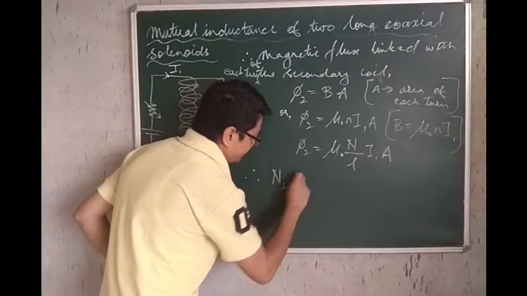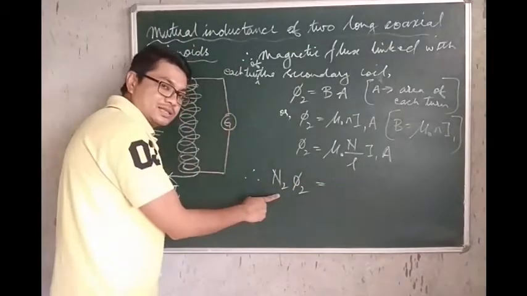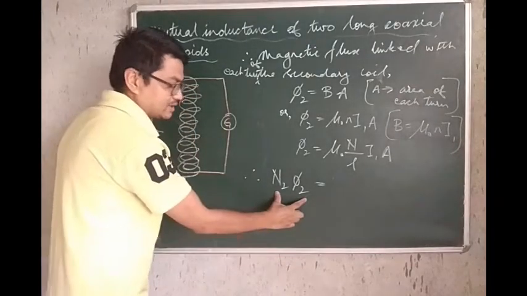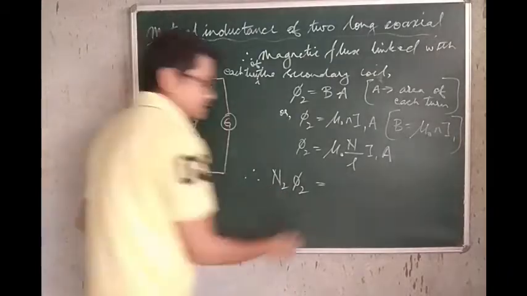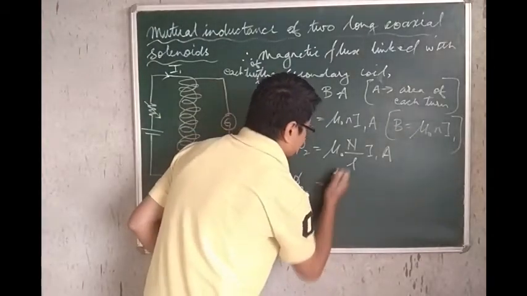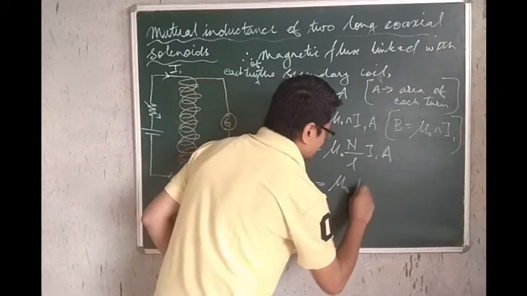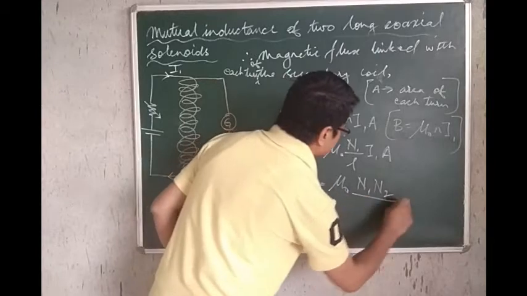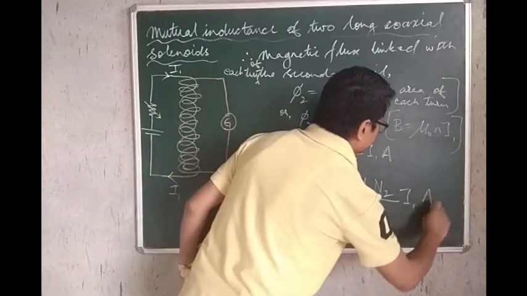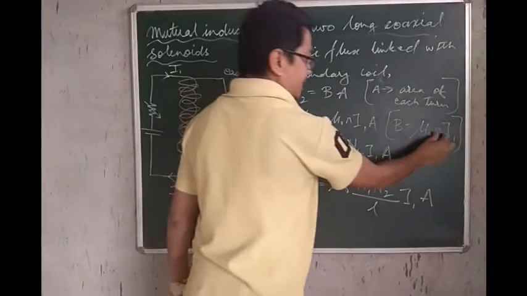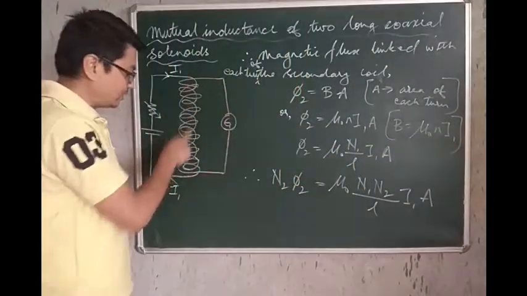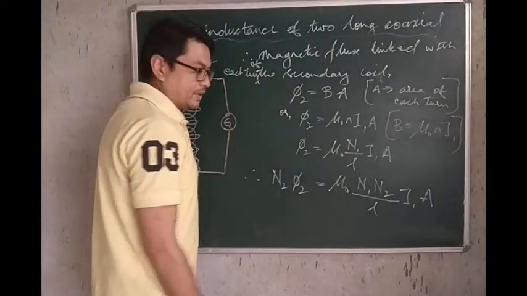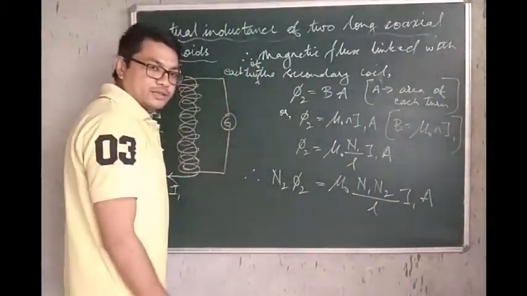Therefore, N2 phi 2 is, what is this? This is the magnetic flux linked with the secondary coil. So the magnetic flux linked with the secondary coil, because it has N2 number of turns, is, if we write, mu naught N1 N2 divided by L, I1 into A, because N, the number of turns per unit length of the primary coil, is N1 upon L, and N2 is the number of turns in the secondary.